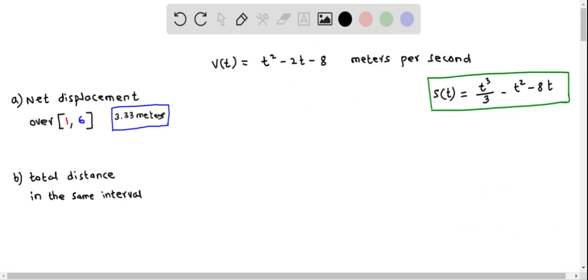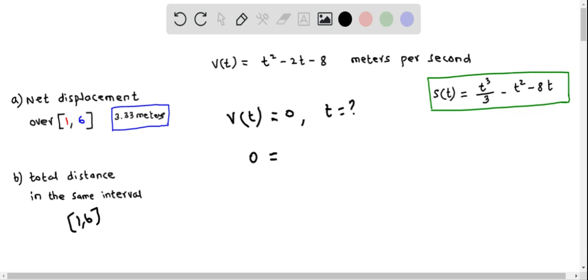We will now answer part B, that is, we have to determine the total distance traveled by the particle in the same interval, that is, in the interval 1, comma 6. So to find the total distance, we have to first determine whether the particle changes the direction in this interval. And mathematically, when the particle changes the direction, we say that the velocity is zero. So first we set up velocity equals to zero and determine the corresponding time.